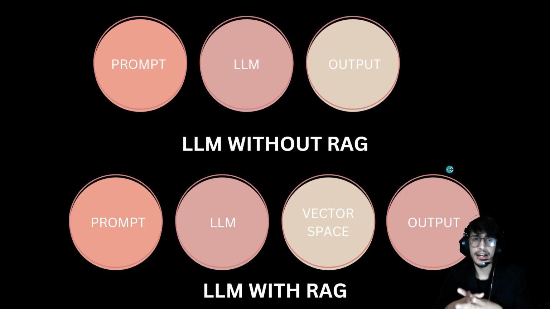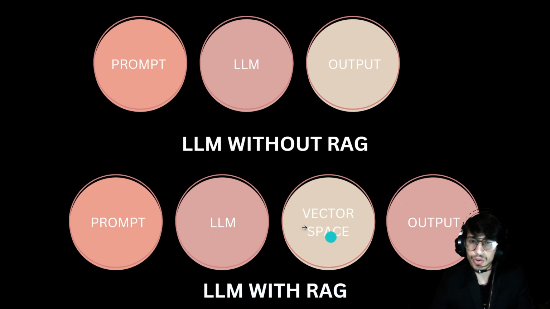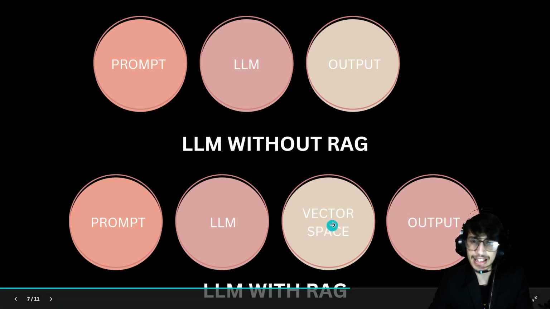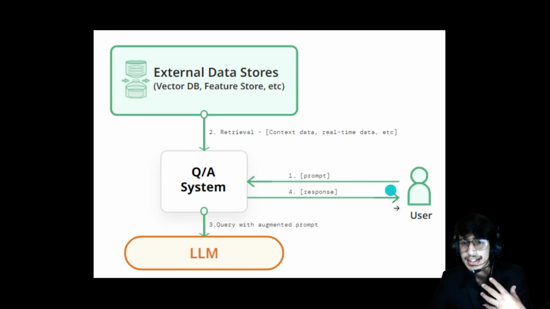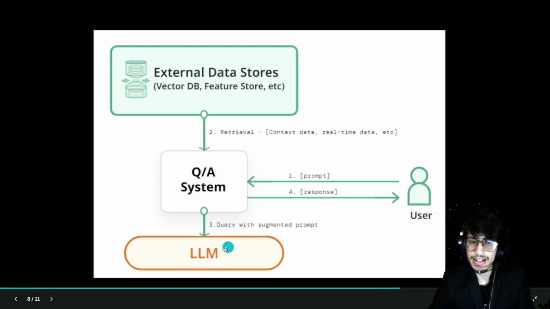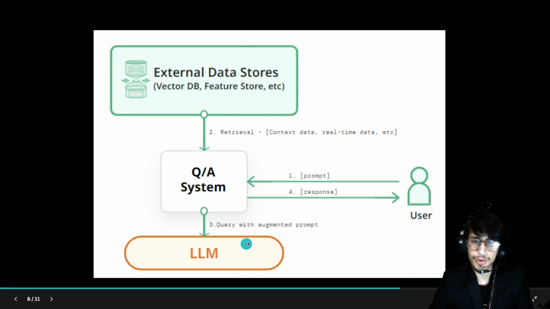To clarify, this is an LLM without RAG: the prompt goes to the LLM and it gives the output. This is an LLM with RAG: the prompt goes to the LLM, goes to the vector space, and the LLM says, okay, this is what it was asking, and then gives the output. To visualize it more clearly, this is the user. It gives the prompt to the question-and-answer system. The system takes the data from the vector space, or vector store, and gives it to the LLM.